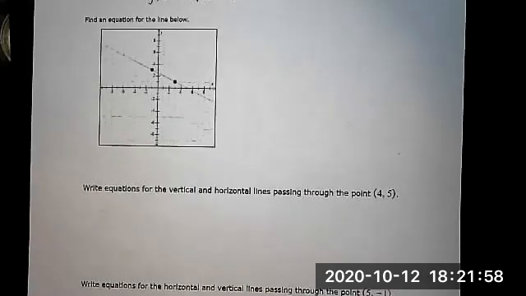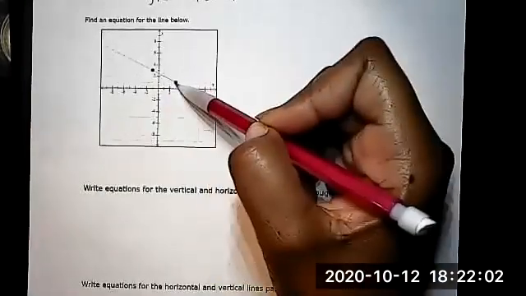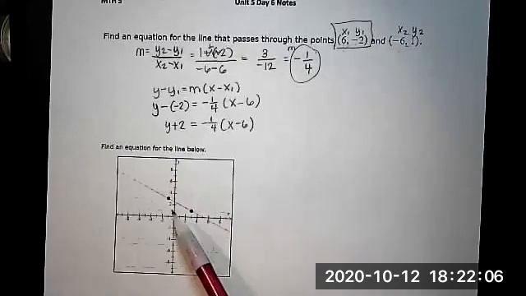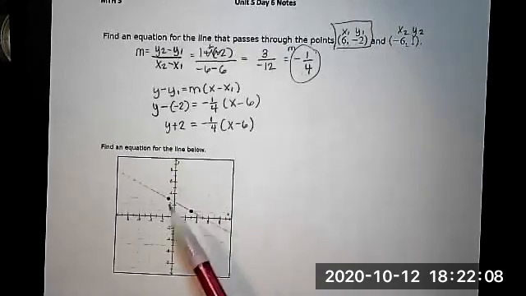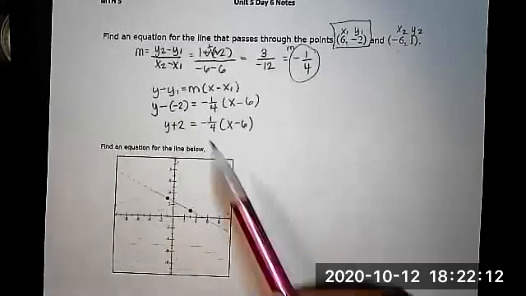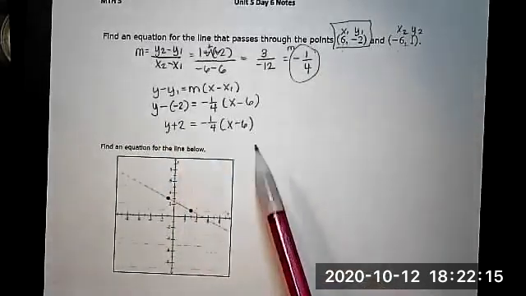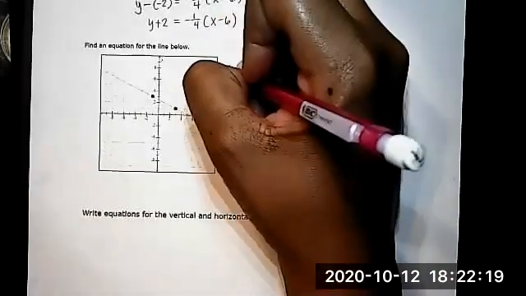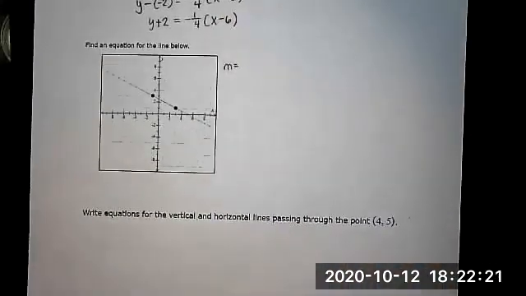Okay, second one, find an equation for the line. So again, they give you 2 points, just like they did here, and you have to find the slope. And then once you find the slope, you use the slope and one of these points to put it in the equation like we did here, okay? So let me find the slope first, because with writing an equation, you have to have the slope. And if you don't, you have to be able to find it.